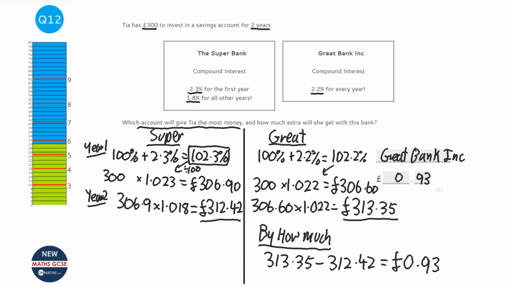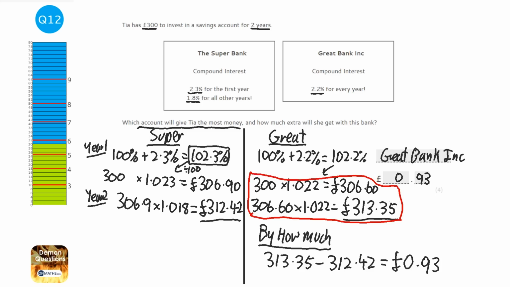Now, if you hadn't rounded both of those, you might get a slightly different answer. And actually, technically, you shouldn't have rounded them until you got the answer. But on a question like this, where you're rounding it to the actual money she would get, they wouldn't pay her half a penny, so either answer would be correct. And in this bit here, you could have done all of this as one step. You could have just written 300 times 1.022 times 1.022, or times 1.022 squared. That would be absolutely fine because you'll get the same answer.